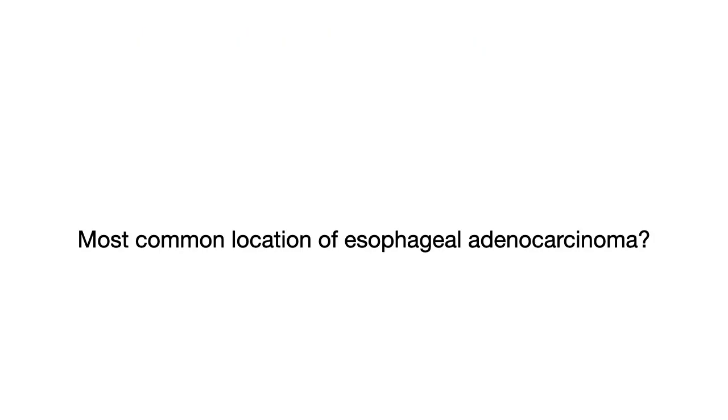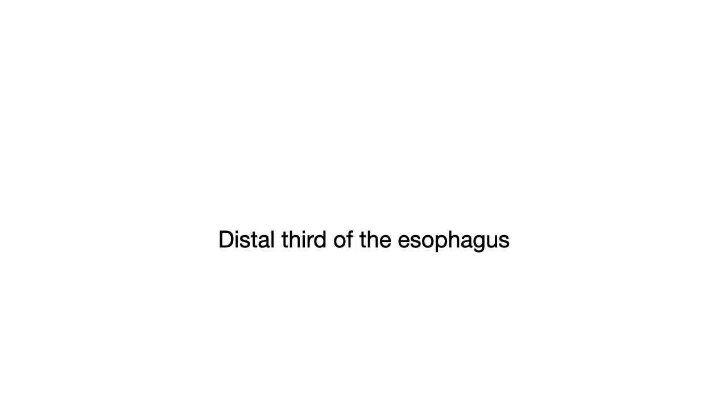What is the most common location of esophageal adenocarcinomas? They are usually found in the distal third of the esophagus, with the precursor lesion being intestinal metaplasia of the esophagus, also known as Barrett esophagus. What is a requirement to make a diagnosis of Barrett esophagus?